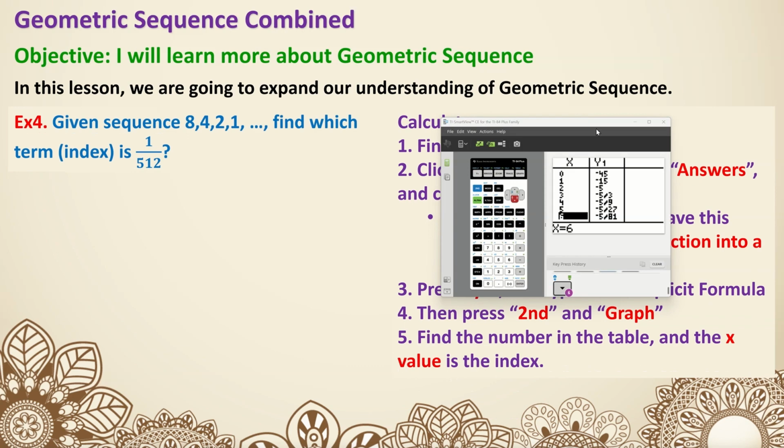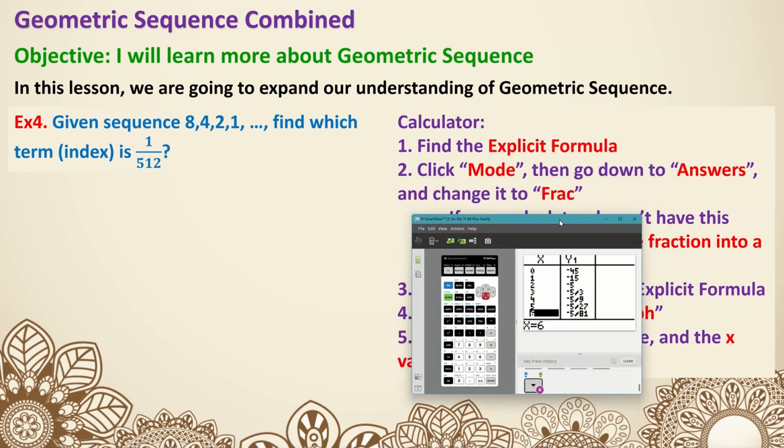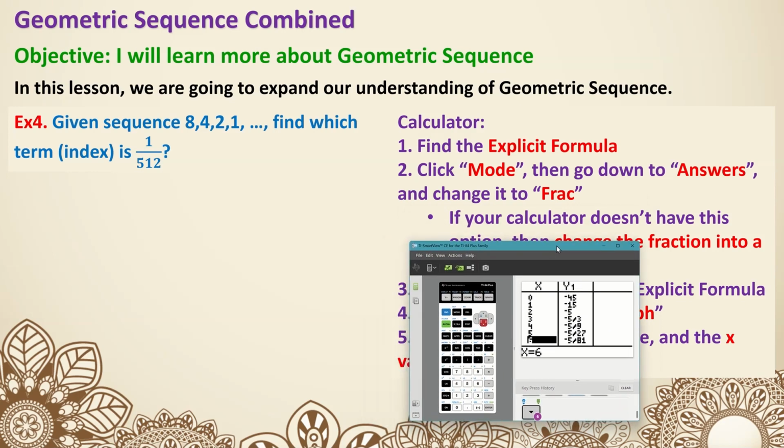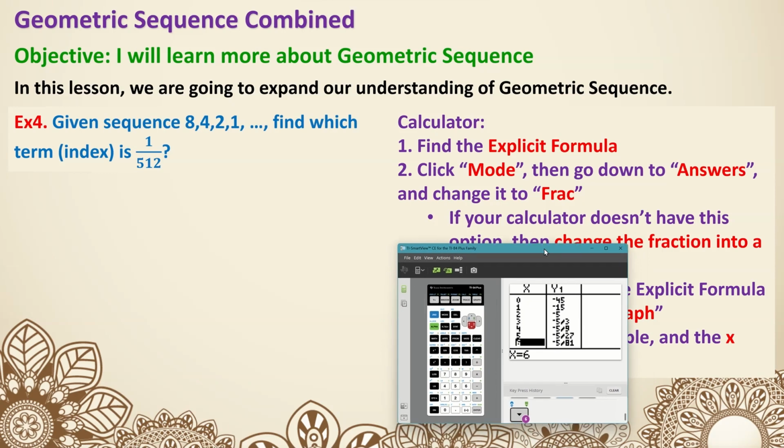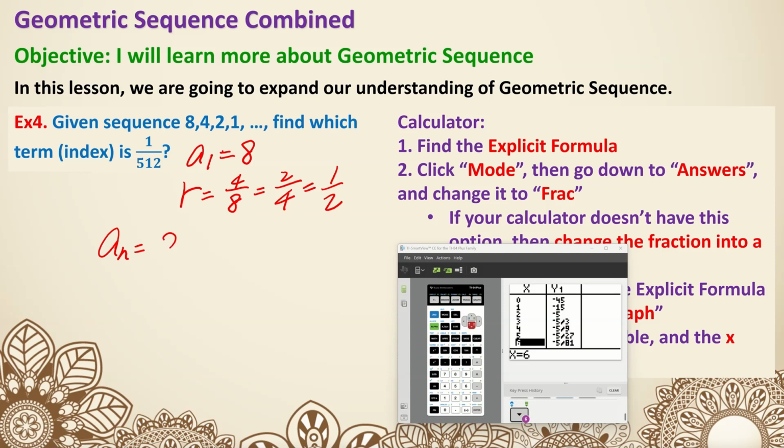So let's go over it. I'm going to find the explicit formula first. I already did the step 2, so I don't have to change into fraction again. So let's see. I'm going to find the explicit formula for this one. I can see a sub 1 is 8. And from 8 to 4, well, r is going to be the second term divided by the first term, or the third term divided by the second term, which is going to be 1/2. So I can write my explicit formula. a sub n equals 8 times, create the parentheses, 1/2 to the n minus 1 power.